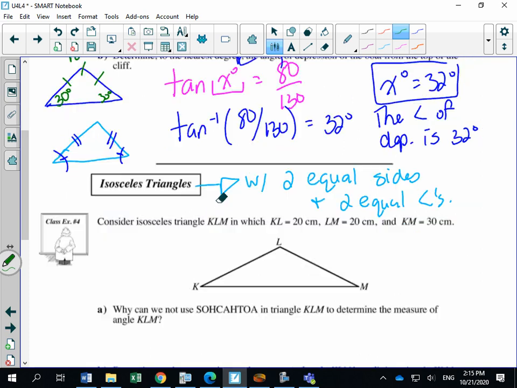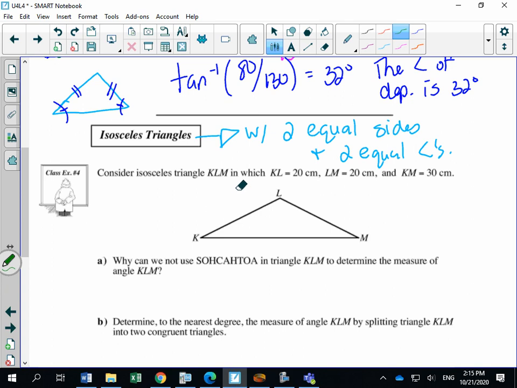Okay, consider the isosceles triangle KLM, in which KL is 20 centimeters. So could you put KL being 20? LM is 20. So the two sides that were equal were those two sides. If those are the two sides that are equal, this angle and this angle will be equal. And then they say KM is equal to 30. So this guy is 30.